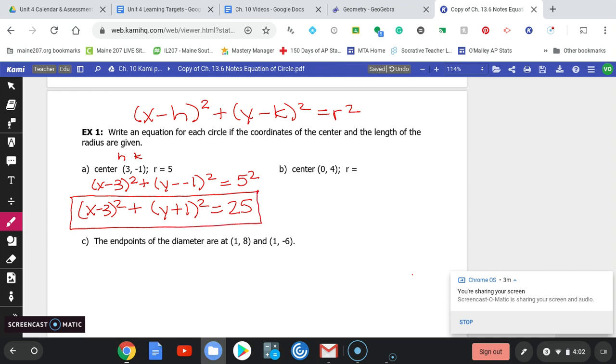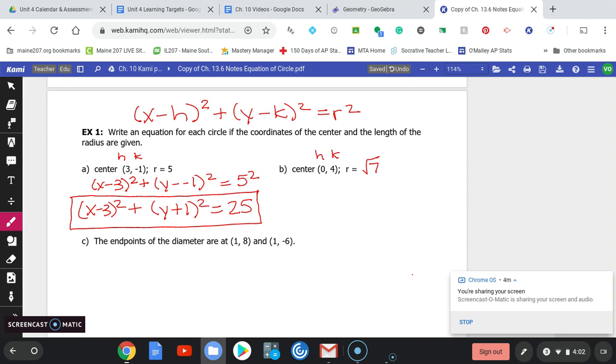In B, our center is 0, 4, so h is 0 and k is 4. And it didn't transfer on here, but the problem actually should say that r is equal to the square root of 7. So hopefully your notes say that.